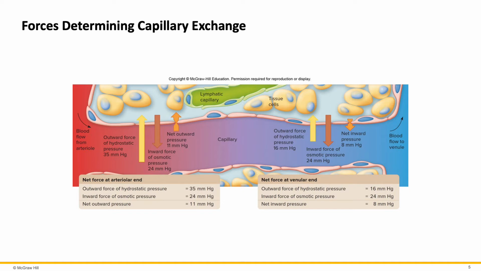So if you do the math on the arterial end of the capillary, there is more outward pressure than inward pressure. So the overall net result is that fluid will move outside, and that is basically filtration. However, at the venous end of a capillary, the outward pressure is less than the inward pressure. So overall, the inward pressure wins, and that's why fluid moves inside the vessel, and that makes up the absorption.